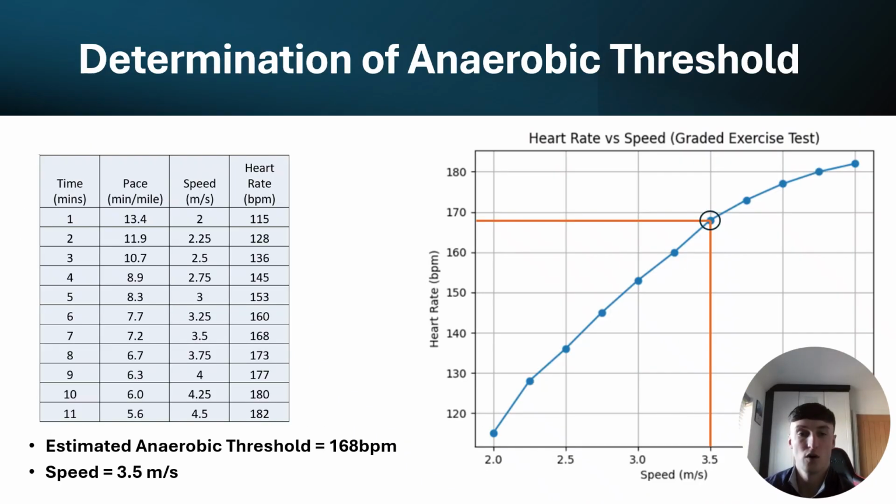So next slide is working out the anaerobic threshold of the athlete. We've got all the test data on the left, and then I made a graph on the right. We've got heart rate on the y-axis and speed on the x-axis in meters per second. You can see the anaerobic threshold or the deflection point is roughly around 168 beats per minute for the athlete at 3.5 meters per second. This is where the heart rate begins to increase disproportionately relative to the speed.